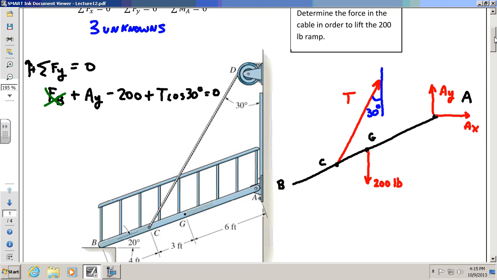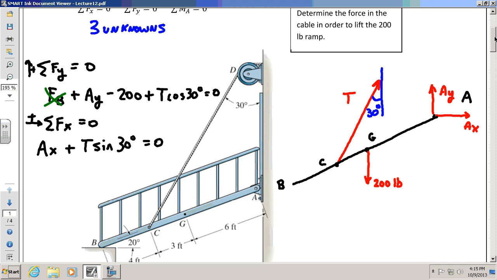And oh, by the way, you can also write out the x equation. The x equation looks like this. Sum of forces in the x direction equals 0, right being positive. And let me write it out for you, just so that you have it. It would be Ax plus T sine 30 degrees equals 0. Right? Those are the only two forces in the x direction. Ax plus T sine 30 equals 0.